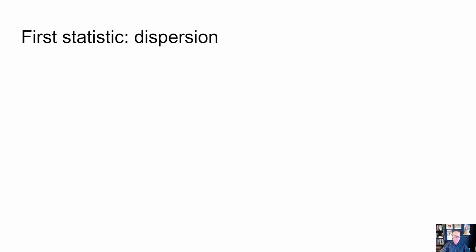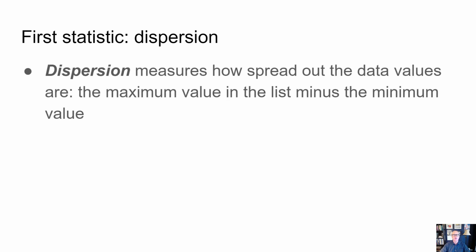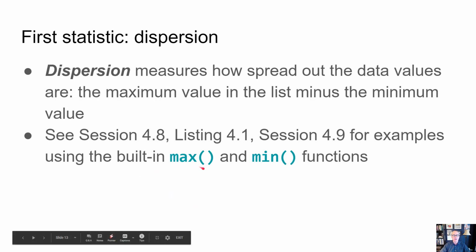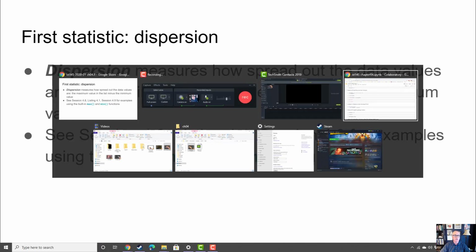The first statistic that we'll talk about is dispersion. Dispersion measures how spread out the data values are. In this case, it is the maximum value minus the minimum value. We'll look at another measure of dispersion later on. If we look at session 4.8, listing 4.1 and session 4.9, we can use the built-in max and min functions to get that range. All right, so let's look at that.